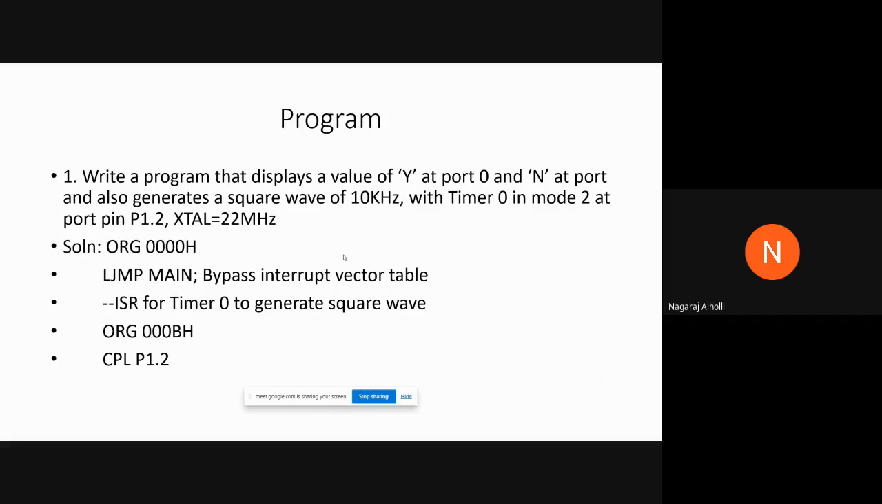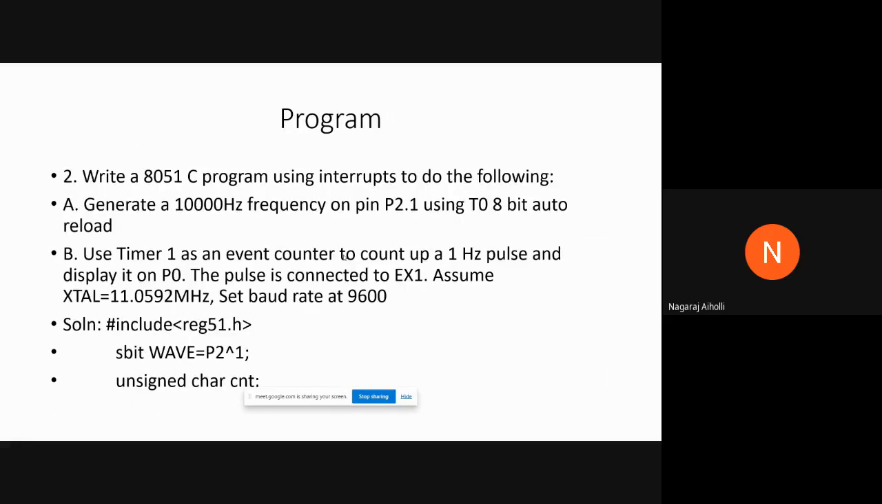Okay, let us see the next program. Write an 8051 C program using interrupts to do the following. Here they have asked to write an 8051 C program, and they have specified it here. In the last program it was not specified, you had to assume and write the program. Here they have asked to use interrupts. They have specified to do the following.